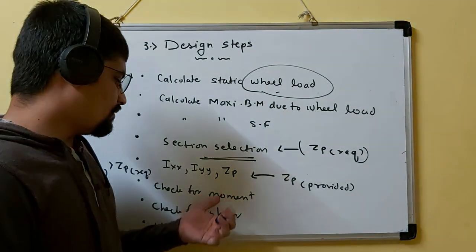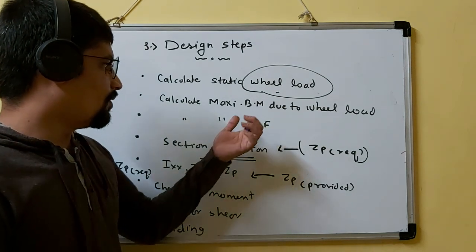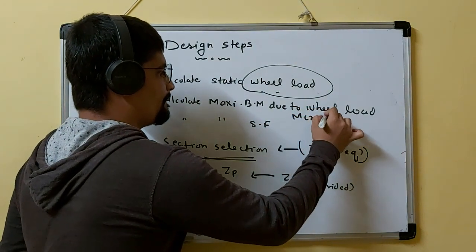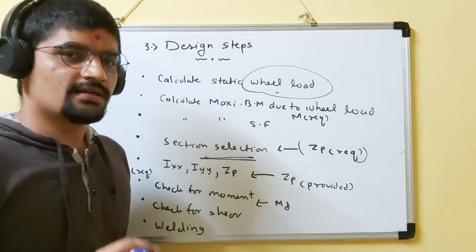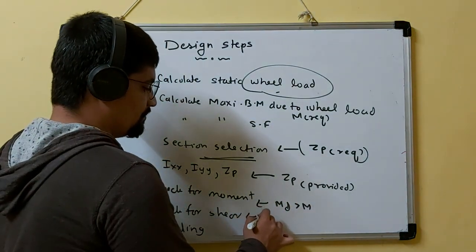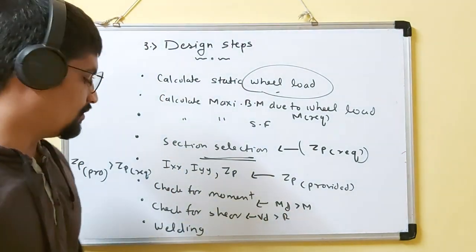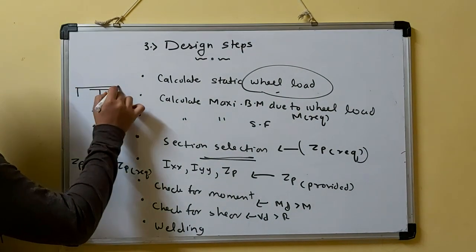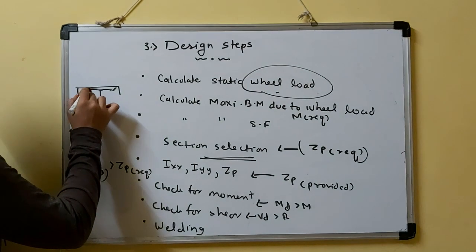Before going further we need to check for moment and shear. For moment, this moment is known as moment required and this will be MD, design moment, as per the selected section, and MD should be greater than the required moment. Here VD should be greater than maximum reaction. And welding. So what is welding? Here our gantry girder is I section and C section. To connect these two, we need to do welding. This is known as welding.